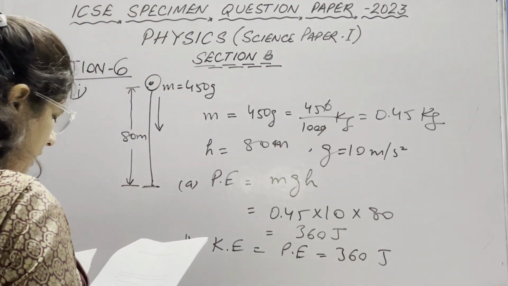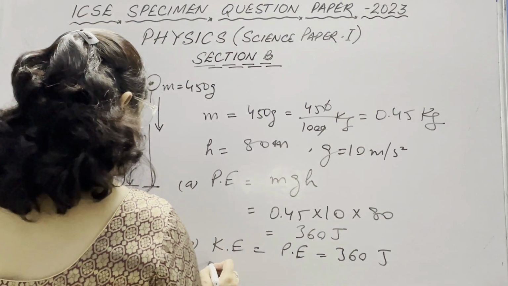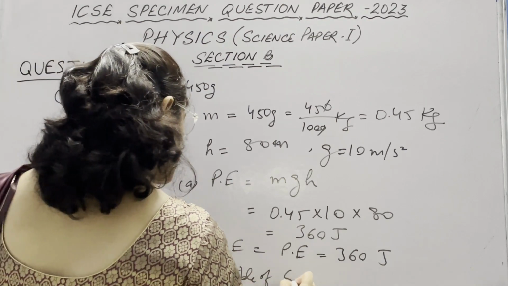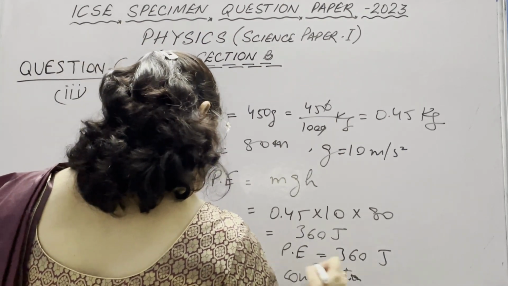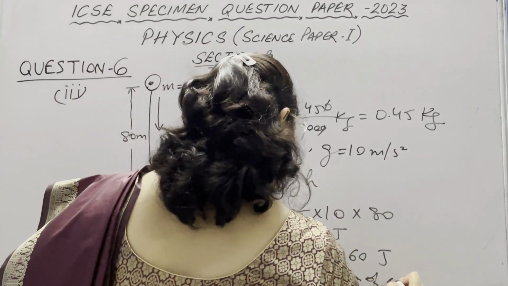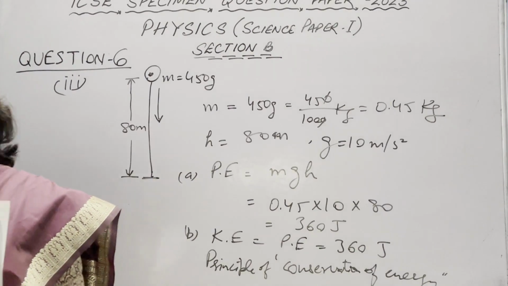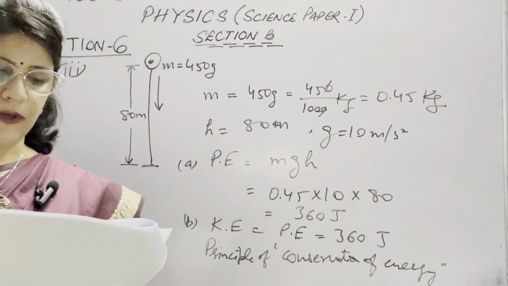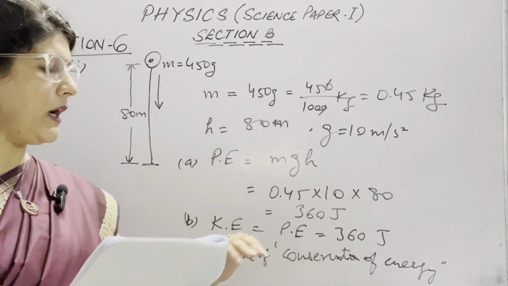In the last part, state the principle involved to arrive at this answer. So this principle is the principle of conservation of energy, and you need to define this also. Energy can neither be created nor be destroyed. It can just be converted from one form of energy to another form of energy. So principle of conservation of energy, according to which potential energy is equal to kinetic energy.